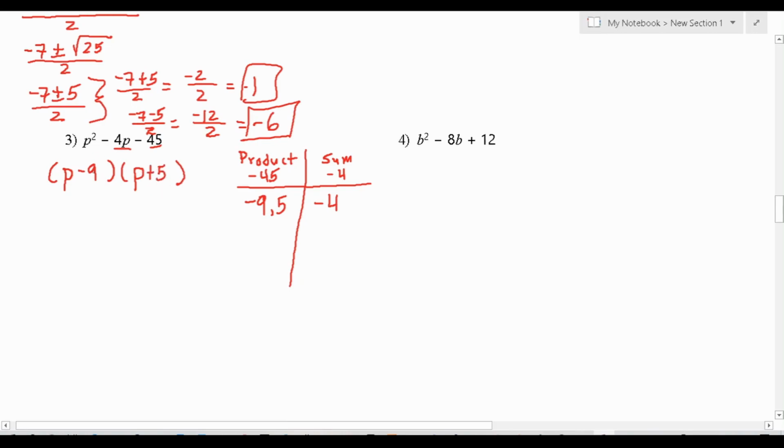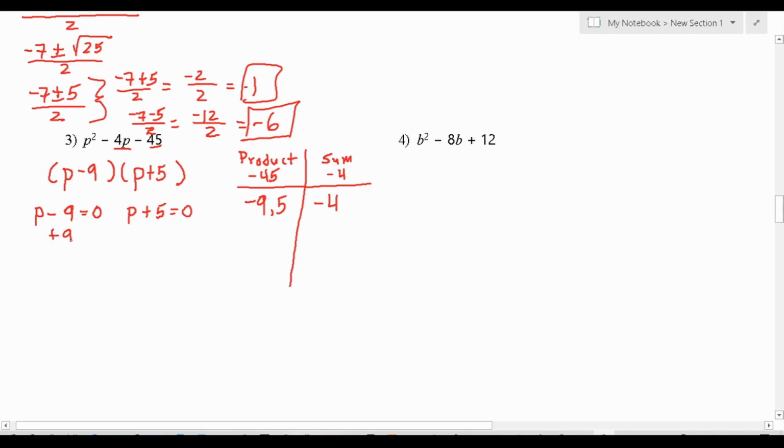Again, on the ASVAB, you'll be asked to solve for p in this case. So to do that, you're going to set these equal to 0 separately: p minus 9 equals 0, as well as p plus 5 equals 0. And then you're just going to solve for p accordingly.